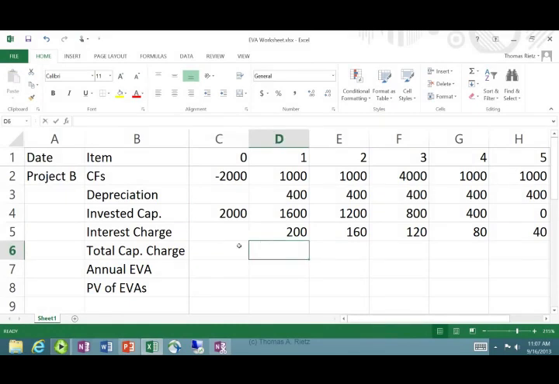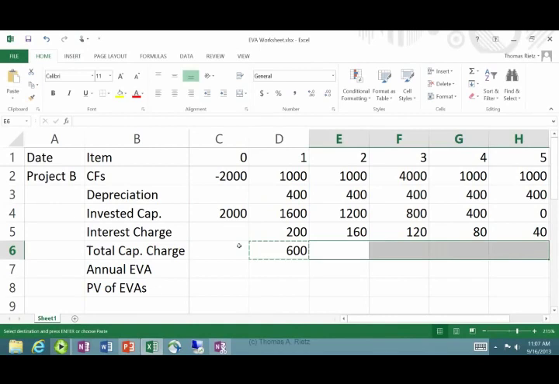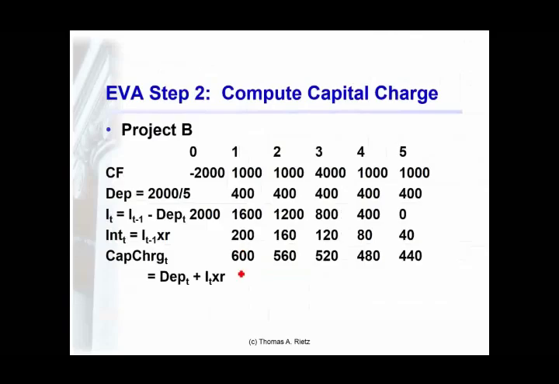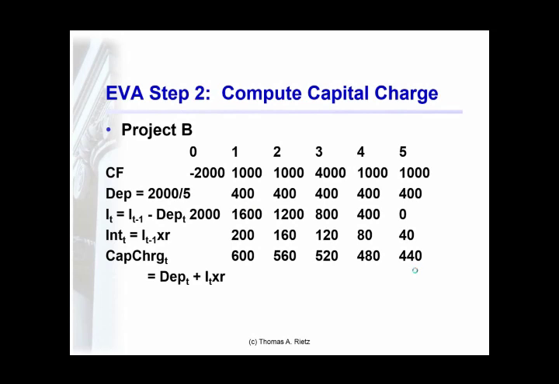The total capital charge is the sum of the repayment of principal reflected in depreciation and the interest payment. So that's what gives us the 600 here. It's the 400 repayment of principal, depreciation, 200 interest payment, 600. The capital charge falls as the invested capital falls because of lower interest payments.